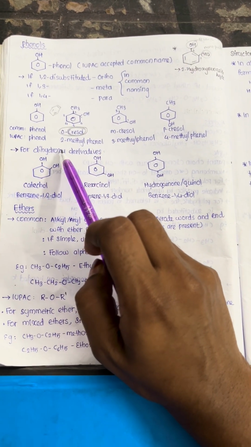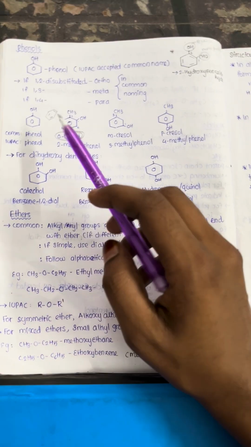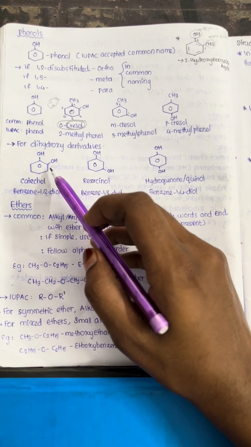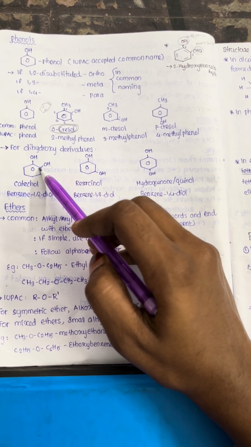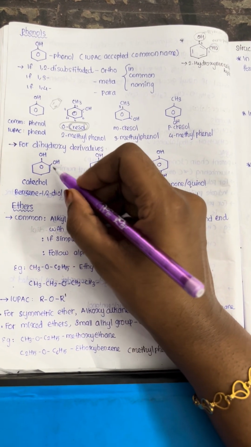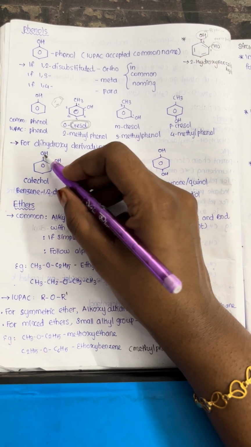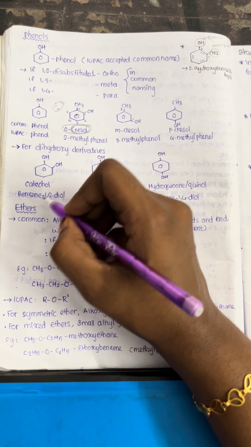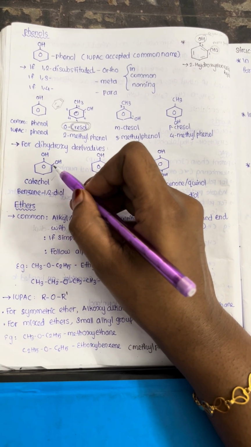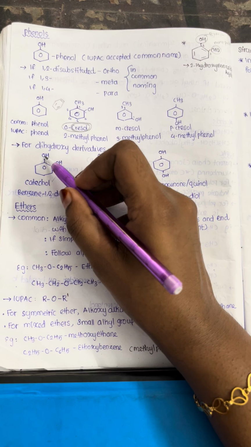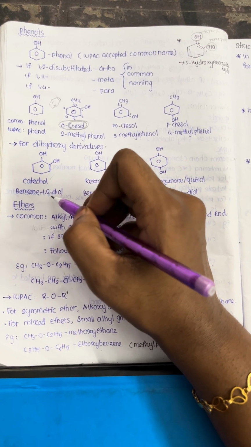Dihydroxy means they have 2 OH groups. In common name it is called catechol. That is, at the 1,2 position, 2 OH groups, that is catechol in common naming. In IUPAC name, this is a benzene ring, at the first and second position there are 2 OH groups, so diol, benzene-1,2-diol.